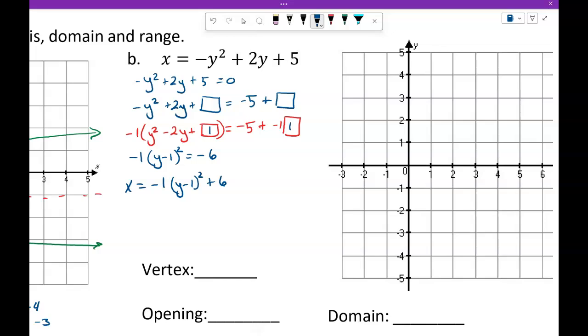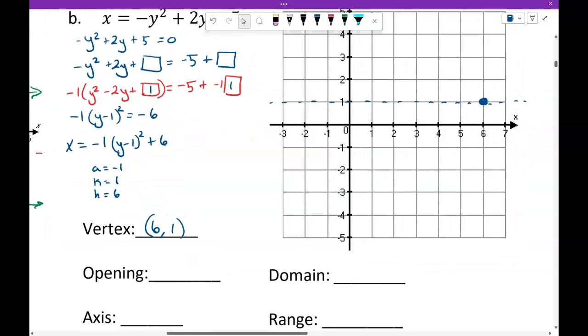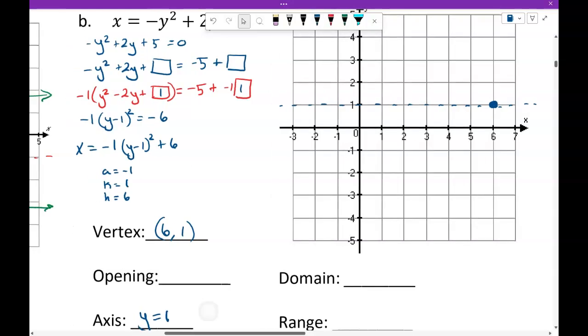We see we have an a value of negative 1. We have a k value of 1. And we have an h value of 6. So our vertex is at 6, 1. Go ahead and plot that point. Since it's a horizontal parabola, we know our axis of symmetry will pass through the vertex at y equals 1. And since our a value is negative, it's going to open to the left.